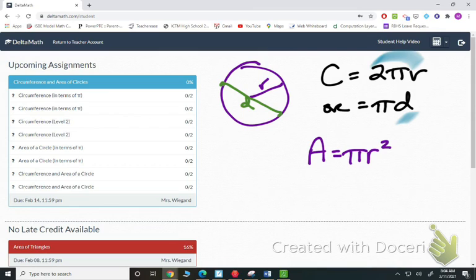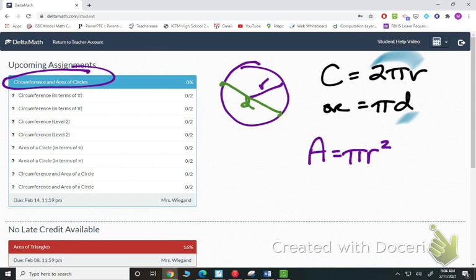So all of the problems we're going to do today are about circles. We're either finding the circumference or the area, or maybe they're going to give us circumference and ask us to find area, or give us area and find circumference, things like that. And your assignment will be Delta Math. It's this one here, circumference and area of circles.